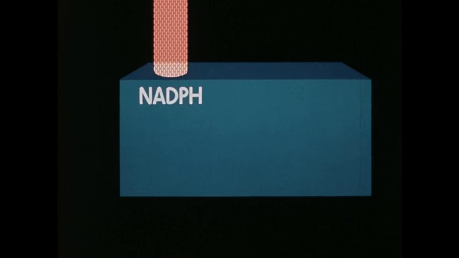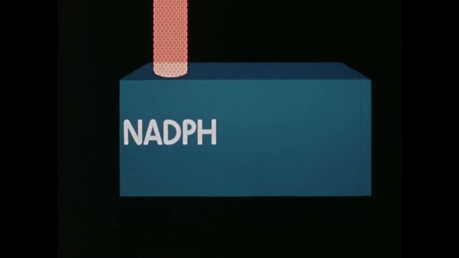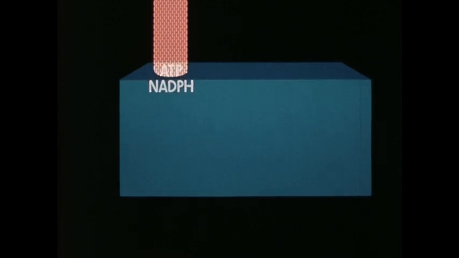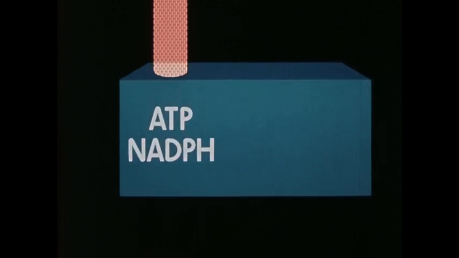Chloroplasts also convert sunlight into chemical energy, storing that energy in another substance, NADPH, short for nicotinamide adenine dinucleotide phosphate. When this substance picks up hydrogen and electrons from water, it is reduced. Together, ATP and reduced NADPH provide the constant input of energy to fuel the production of carbohydrates in photosynthesis.